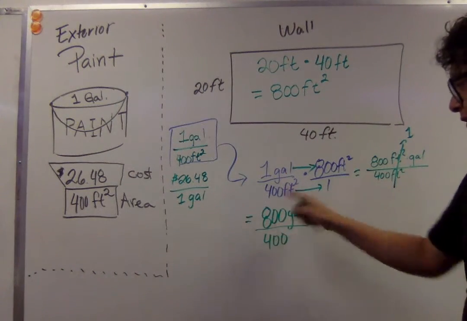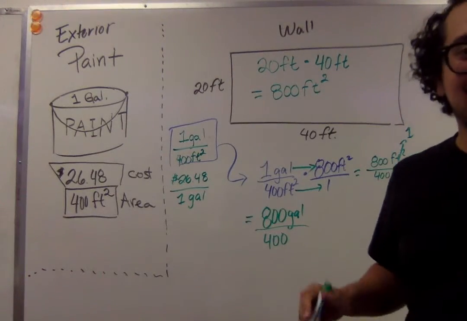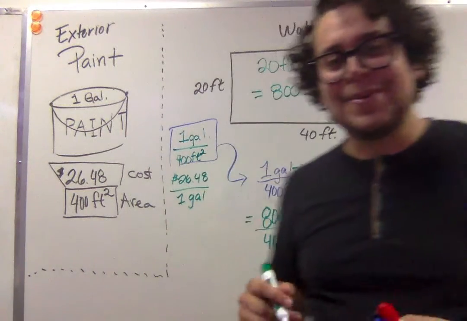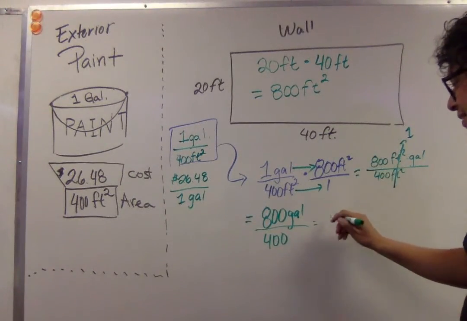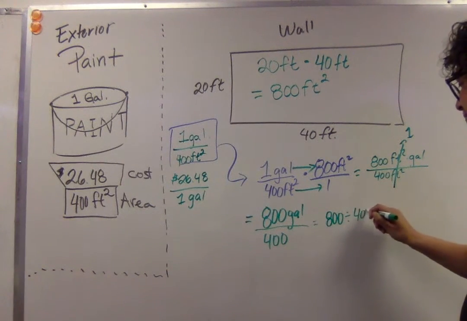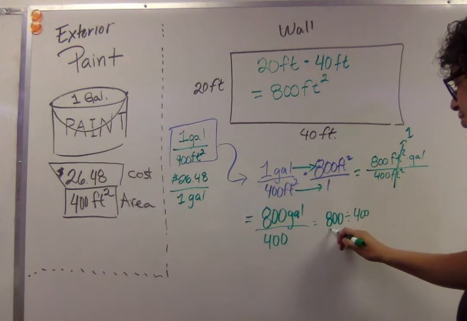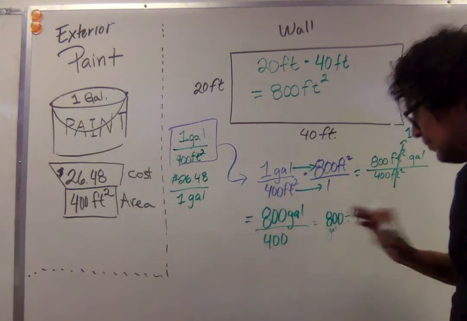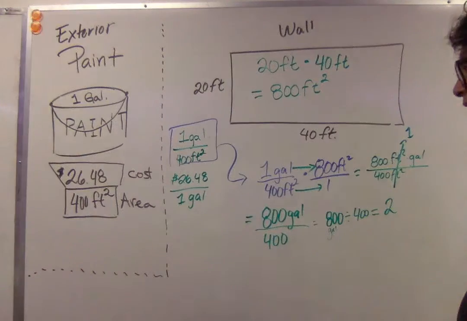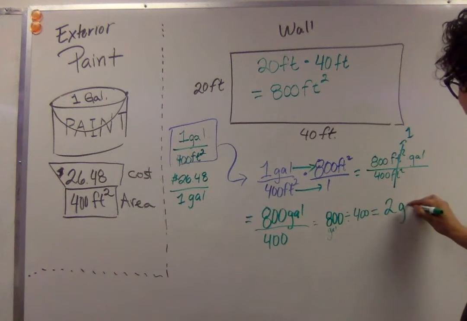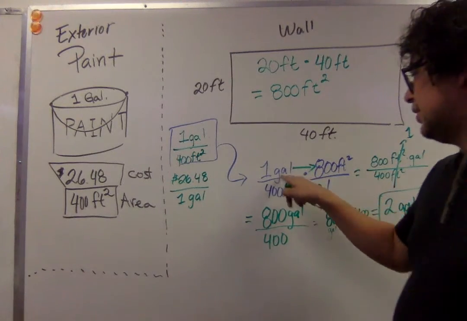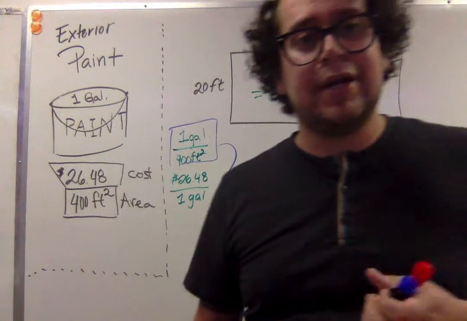So now this looks like a fraction, but this line means division. Okay, in math there's a bunch of different ways to write something. And it so happens that this is the same as saying 800 divided by 400. And I'm going to make sure that I keep my gallons with my 800. Okay, 800 divided by 400 will give me 2. Okay, so 2 gallons. Notice that I ended up with the unit that was on top, and that's what I want, right? I wanted to find out the gallons.